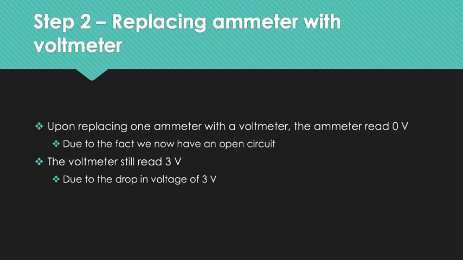Step 2 was replacing the ammeter with a voltmeter. Upon replacing one ammeter with a voltmeter, the ammeter read 0 volts due to the fact that we now have an open circuit. Still, the voltmeter still read 3 volts, and this is due to the drop in voltage of 3 volts.